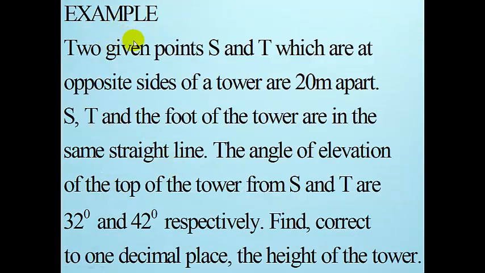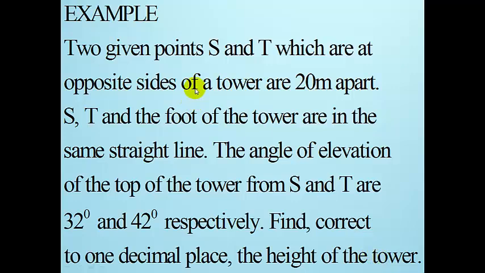Now let's consider this example. Two given points S and T, which are at opposite sides of a tower, are 20 meters apart. S, T, and the foot of the tower are in the same straight line. The angle of elevation of the top of the tower from S and T are 32 degrees and 42 degrees respectively. Find, correct to 1 decimal place, the height of the tower.